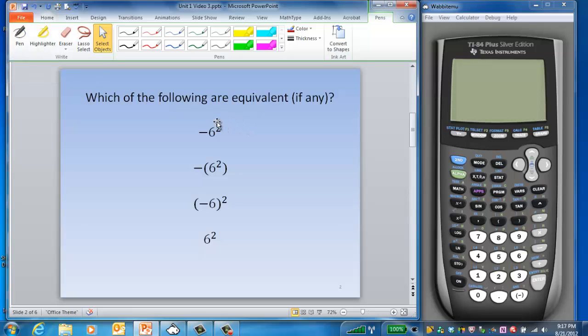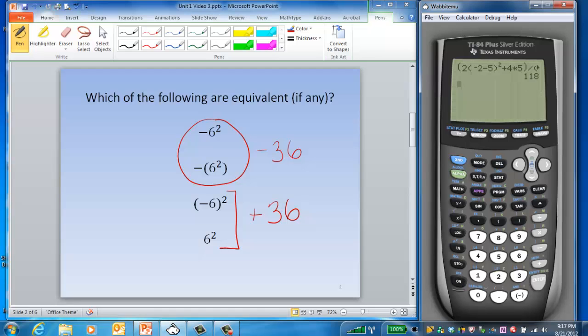Okay. On this one, the first 2 are equivalent. They both have values of negative 36. The bottom 2, on the other hand, have values of positive 36. And I wrote the positive there just for emphasis.